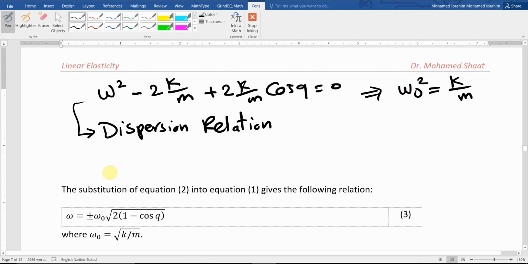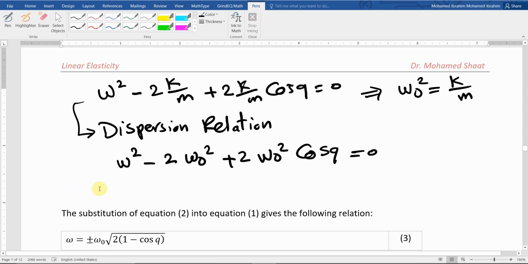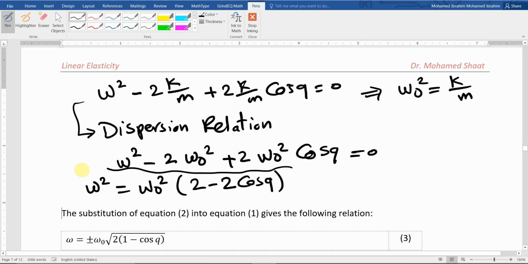So if we plug in omega 0 here, we end up with this equation: omega square minus 2 omega 0 square plus 2 omega 0 square cosine of q equals 0. We can simplify further by considering omega 0 square a common factor. We are interested in finding omega in terms of q, so if we move all of these parts, omega square equals omega 0 square times (2 minus 2 cosine q), and this is what gives us the dispersion relation as already written in equation 3.